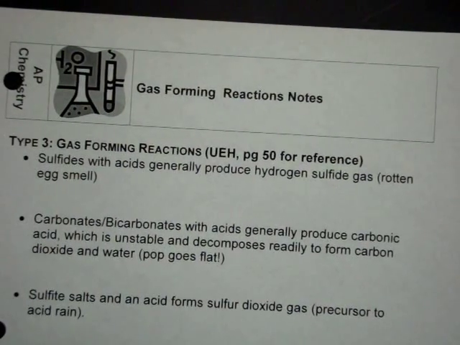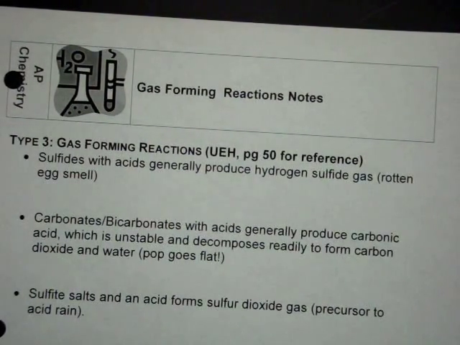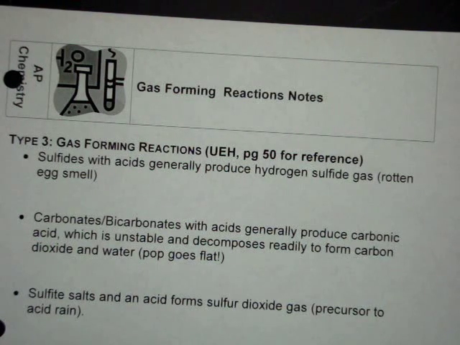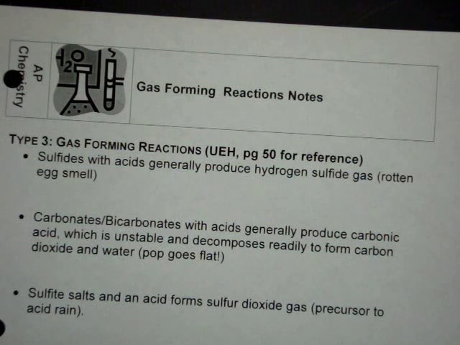Alright, time for our last major type of metathesis reaction, which are the gas-forming reactions. On pages 50 through 52 of your Ultimate Equations Handbook, there's a lot more information on these that would be worth looking at. There are 4 essential types of gas-forming reactions, and these are things that just generally produce different kinds of gases.